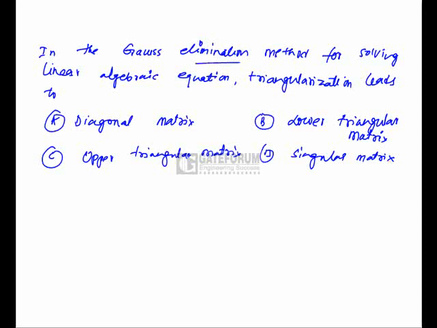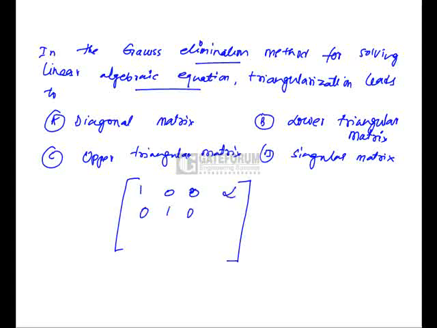In Gauss elimination method, for solving linear algebraic equations, triangulation leads to what? Now, in Gauss elimination method, we'll convert the given augmented matrix into the form 100 alpha, 010 beta, 001 gamma, which is nothing but a triangular matrix. So which is nothing but a diagonal matrix. So the answer is option A.